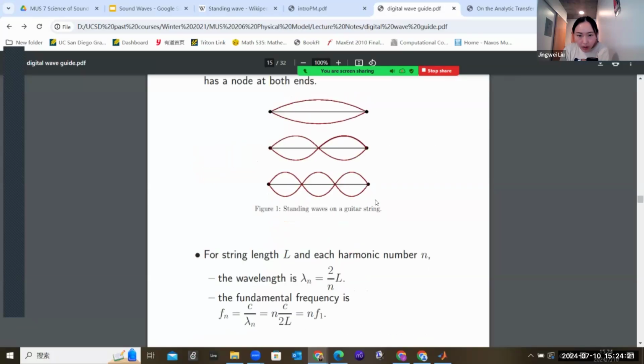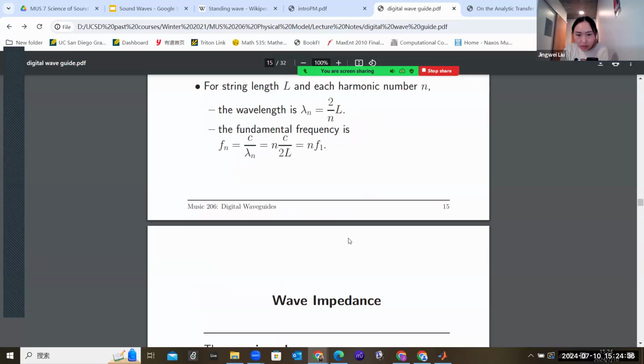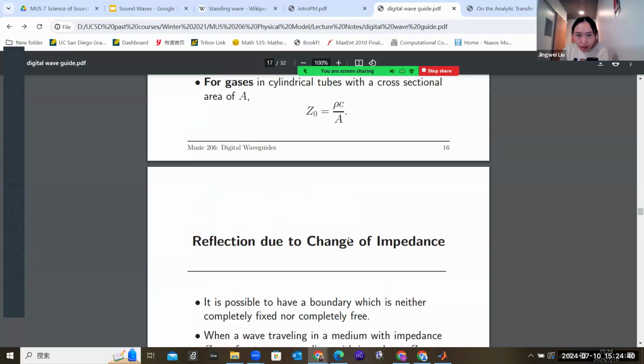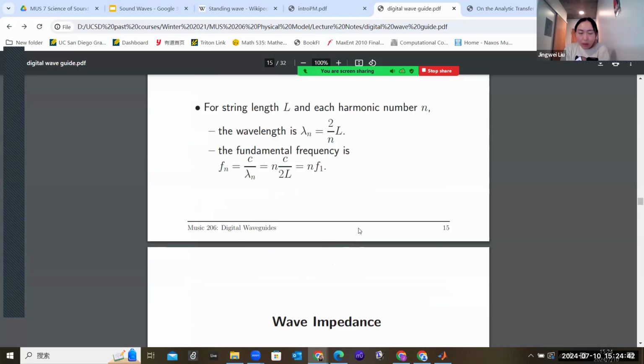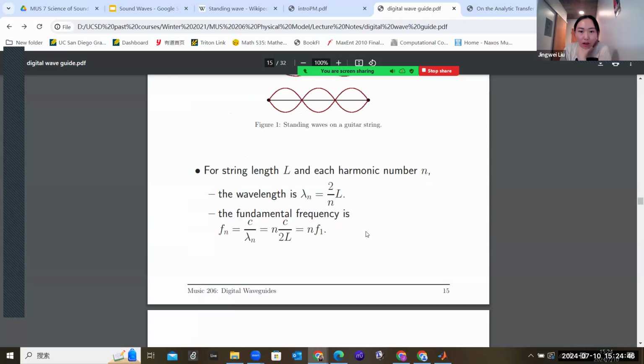We already talked about this guitar string and how to compute the harmonics here. The fundamental frequency is f1, and all the harmonics are integer multiples of the fundamental frequency. About wave impedance, we can talk about this later on.